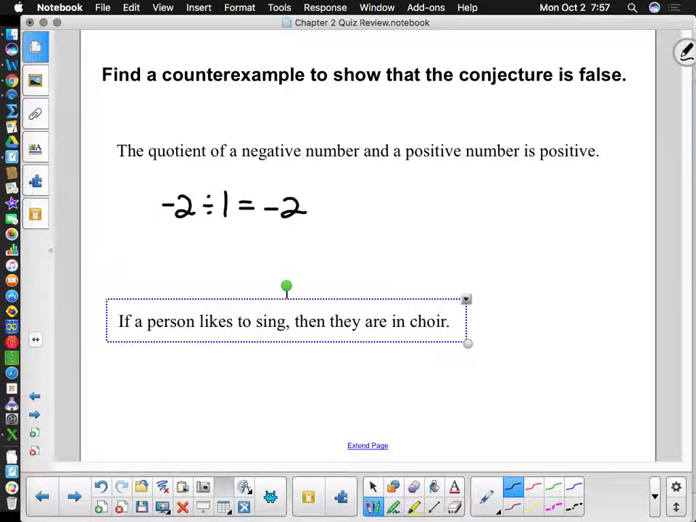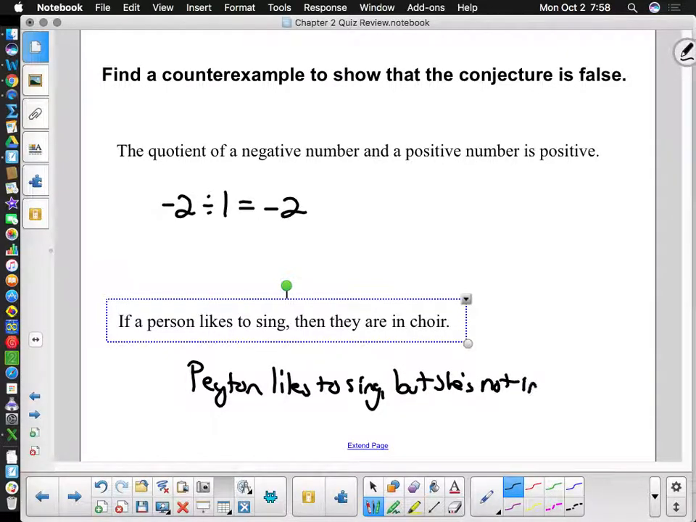Okay, if a person likes to sing, they are in choir. Counterexample. Your parents make you do it. Make you do it. You're going to have to define it a little bit better for me. I like to sing and I'm not in choir. Peyton likes to sing, but she's not in choir.